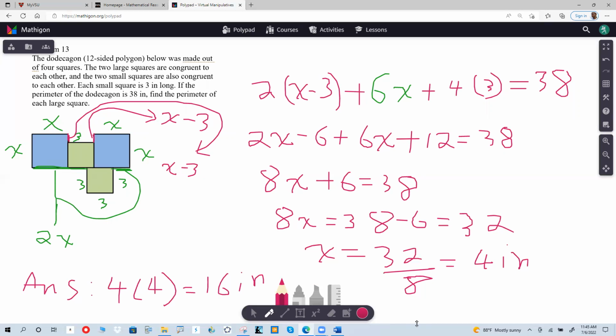I'm going to do one more like this. It's a little messy and a little tricky. You have to account for all the edges, and you really have to pay attention and see where the things are coming from. So the answer is 16. 16 is the perimeter of the blue square.